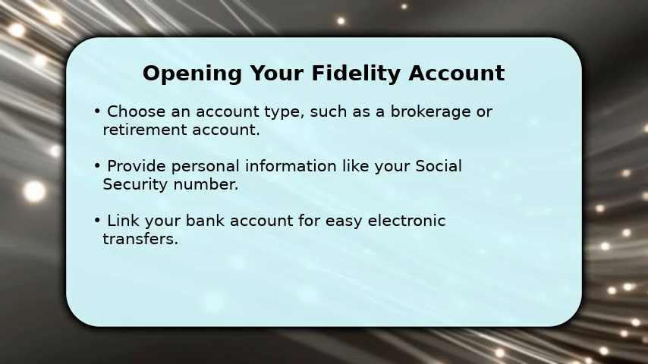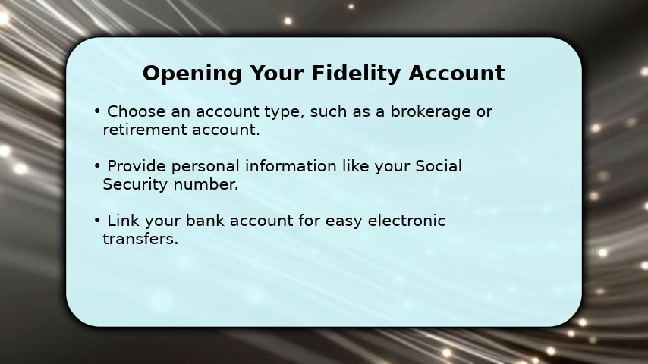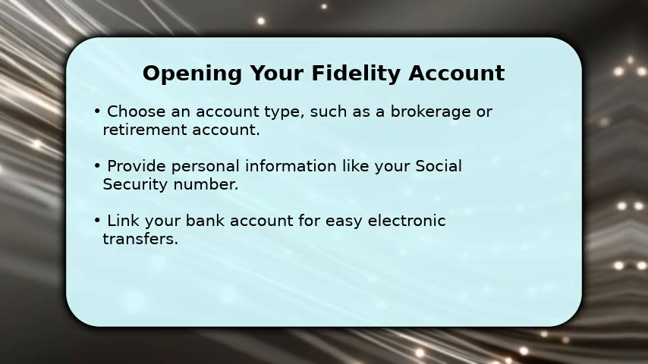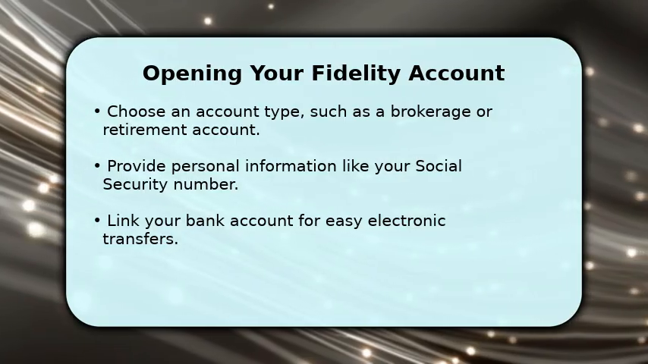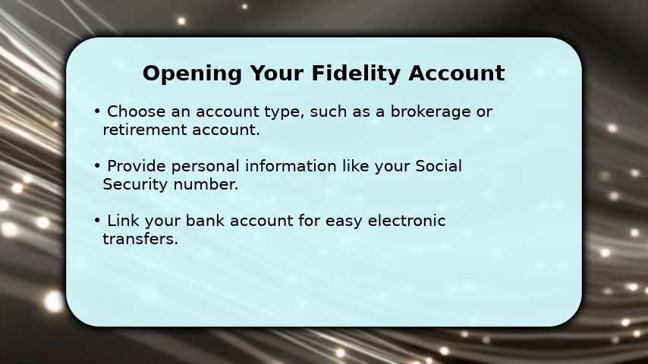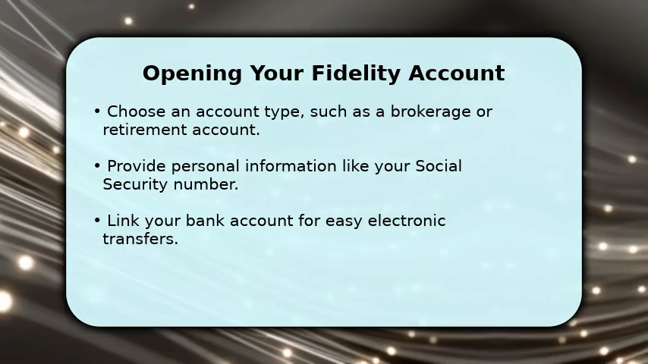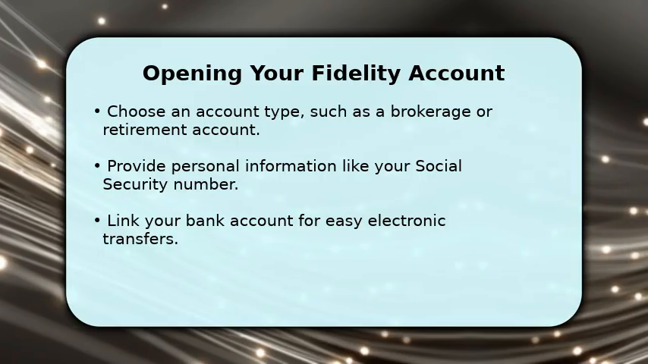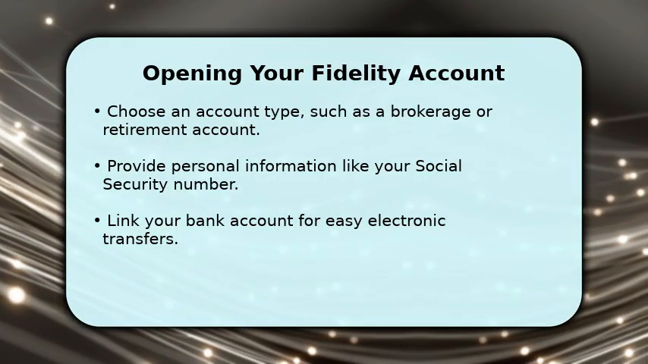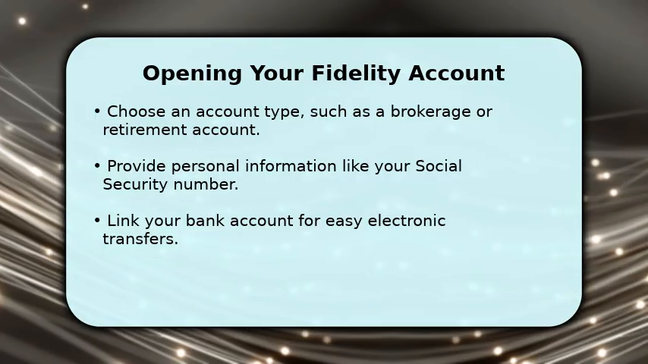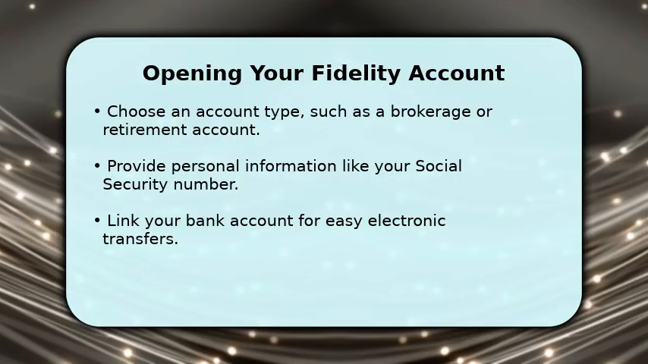Opening your Fidelity account is the first step. You'll start by selecting the right account type for your goals, whether it's a standard brokerage account or a retirement account like an IRA. You will need to provide some basic personal information, including your Social Security number and address, for verification purposes. Finally, link your external bank account to enable seamless electronic transfers for funding your investments. This process is secure and typically takes just a few minutes to complete.